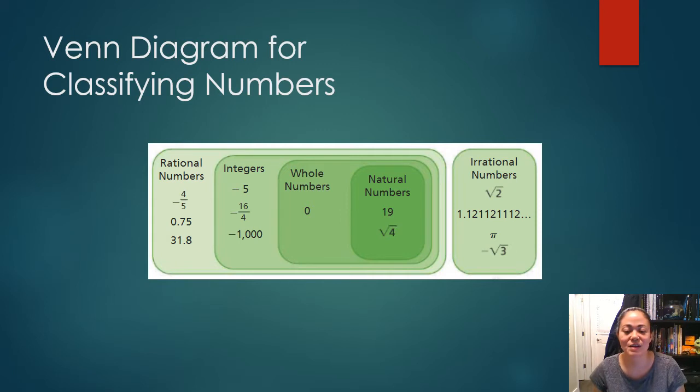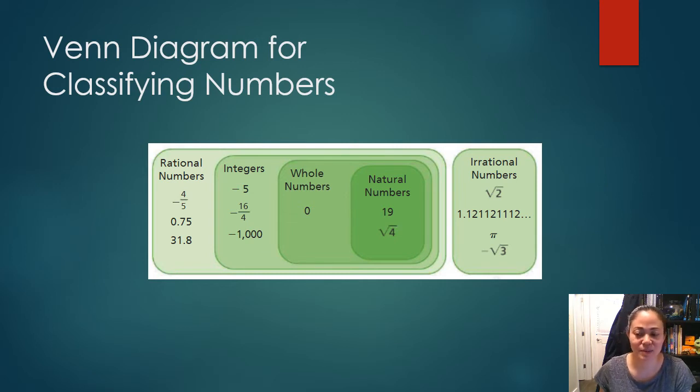So classifying numbers. We learned about rational numbers versus irrational numbers, and we see that those 2 boxes do not overlap. There are no numbers that are both rational and irrational. And then you can see that the natural numbers sit completely inside the whole numbers. So all those natural numbers are also whole numbers, but you have whole numbers that are not natural numbers.